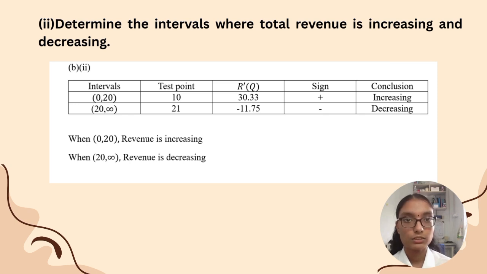Next is interval 2, Q greater than 20. We choose 30 as a test point. We need to substitute Q equal to 30 in the derivative, so we get negative 11.16. Since this is negative, total revenue is decreasing in this interval. Therefore, total revenue is increasing when Q is between 0 and 20, while decreasing when Q is greater than 20. This confirms that revenue reached its maximum at Q equal to 20.